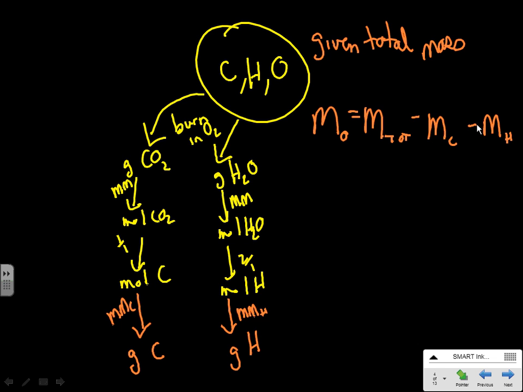Once you have that, you can then take that mass of the oxygen, and with its molar mass of oxygen, you can get moles of oxygen, and now you've got all three numbers. Now you're ready to divide by the smallest, find the whole number ratio. If you're given a molar mass, figure out how many empirical formulas are in it.